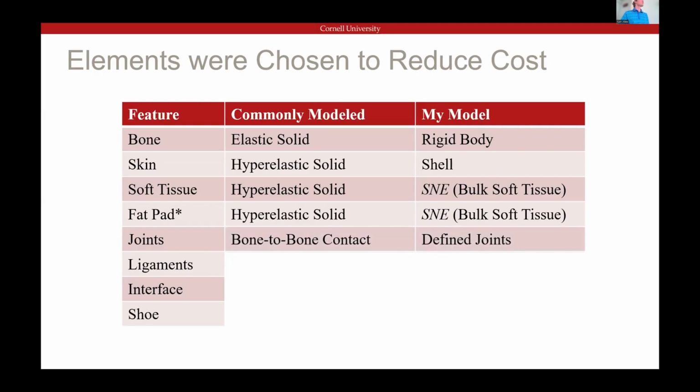Joints are normally modeled as bone-to-bone contact. Now, contact, like I said before, is nonlinear and can take a long time to solve. So instead of adding in all these contact elements, we are going to define these joints based on the bone geometries themselves. And so we are fully linking our rigid bodies into a linked structure that can move around.